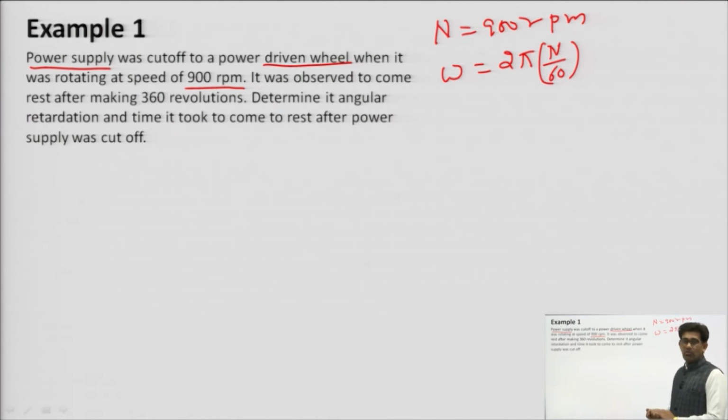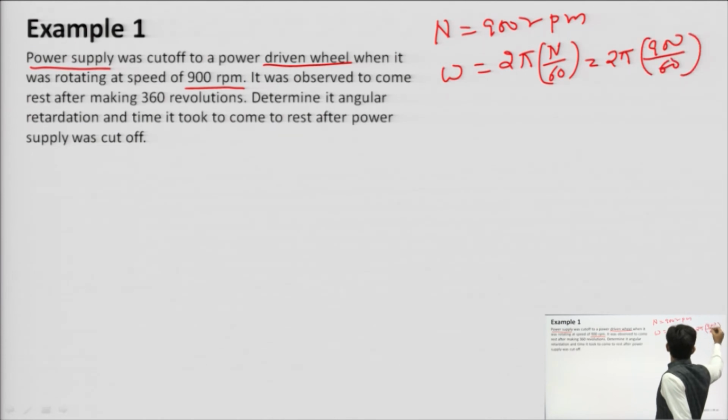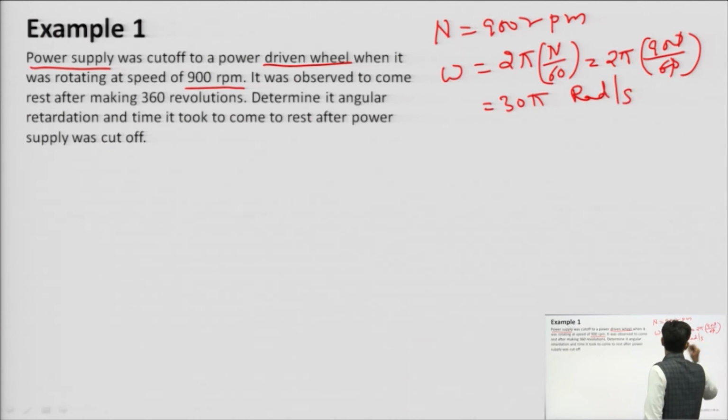Revolution per second, okay, in radian per second. So 2 pi n is 900 divided by 60. How much will you get? You will get 30 pi radian per second, okay.